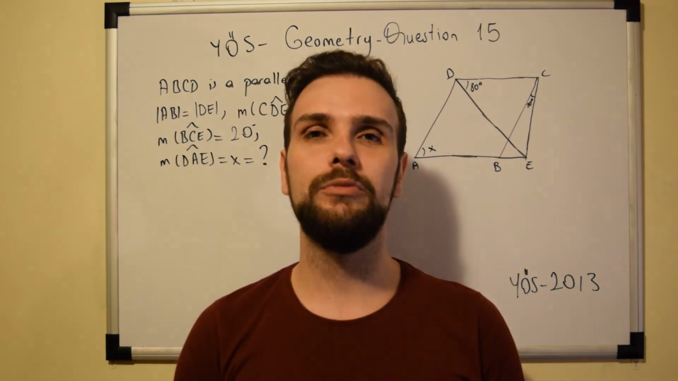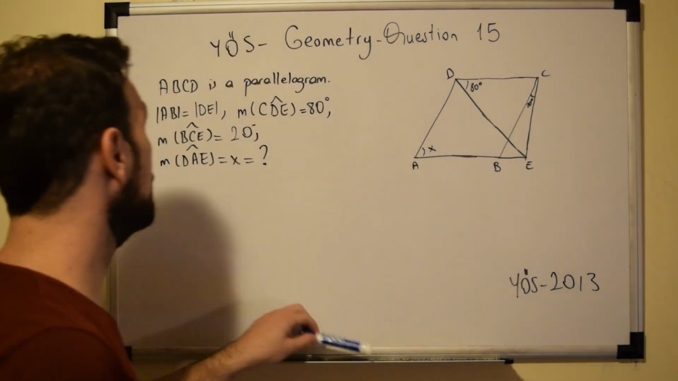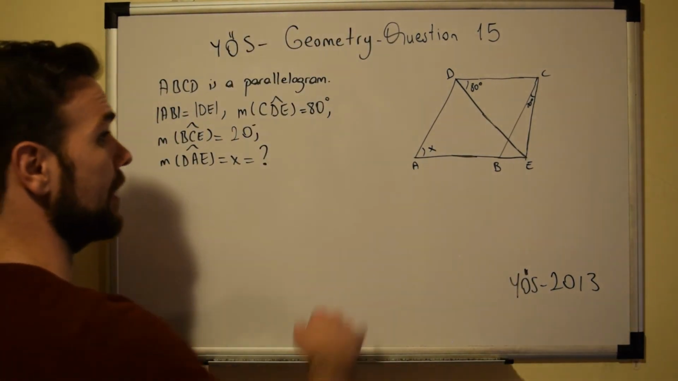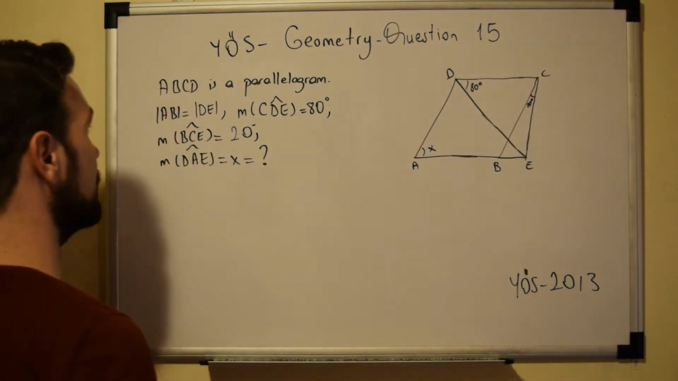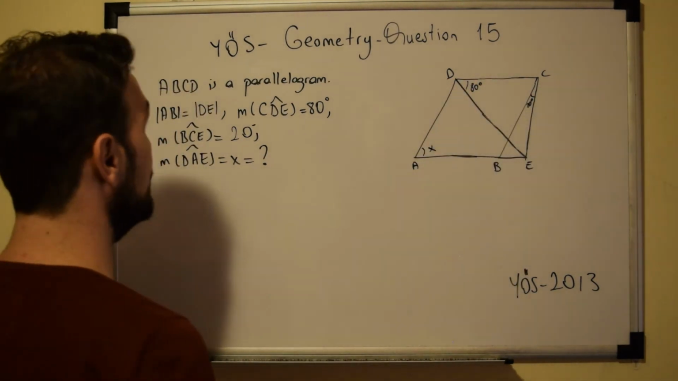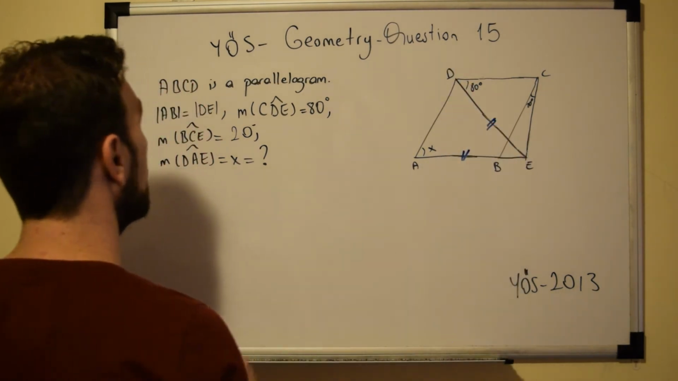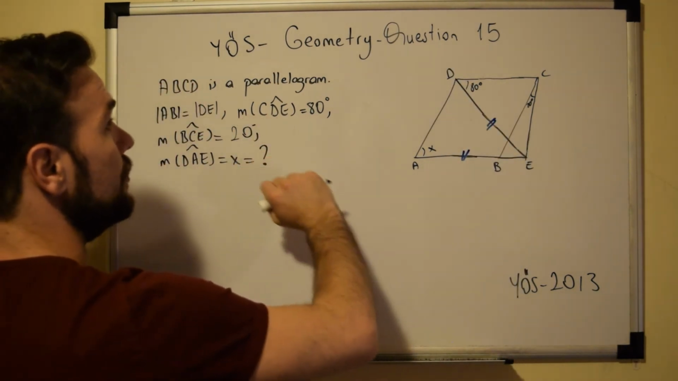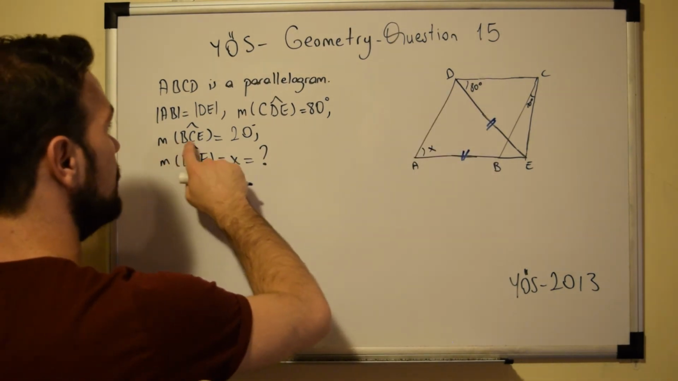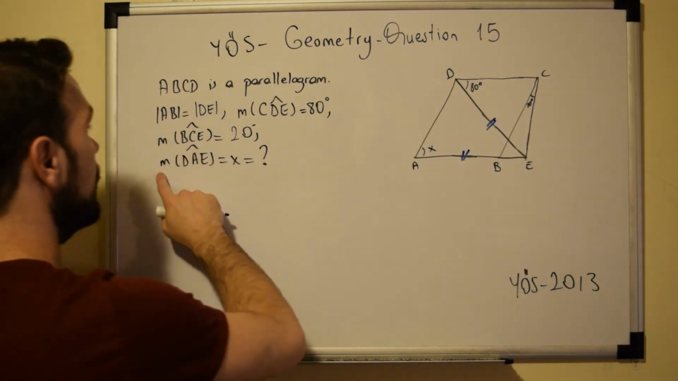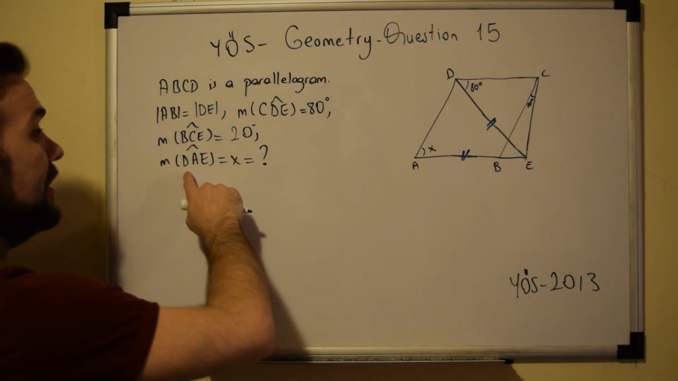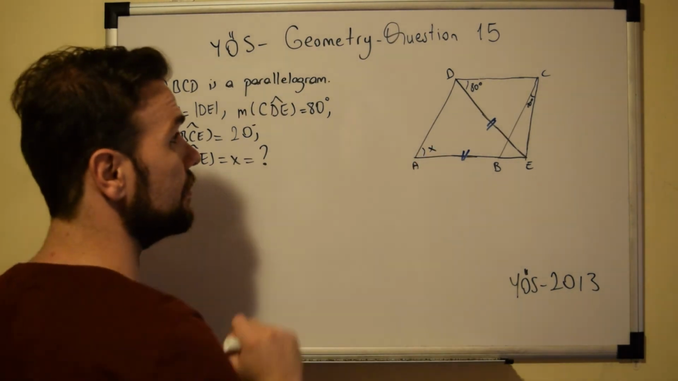Greetings everyone, and welcome to question number 15. In this question we have ABCD is a parallelogram. AB is equal to DE. We are given angle CDE, which is equal to 80. We are given angle BCE, which is equal to 20, and we are asked the angle DAE. So we are asked for x.